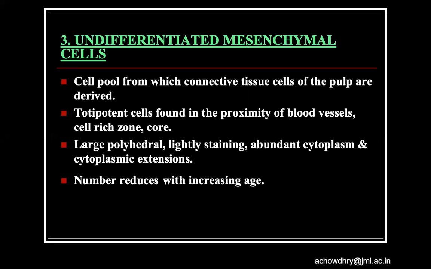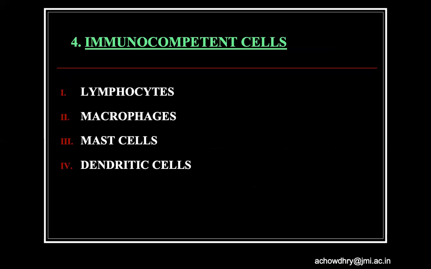Then there are the undifferentiated mesenchymal cells. These are largely lightly stained cells with abundant cytoplasm. These are totipotent and found in the proximity of blood vessels, in the cell rich zone, and the core. So you have to keep in mind they are present at the blood vessels, cell rich zone, and the core. Keep it in your mind where exactly they are located. So this will be very handy.